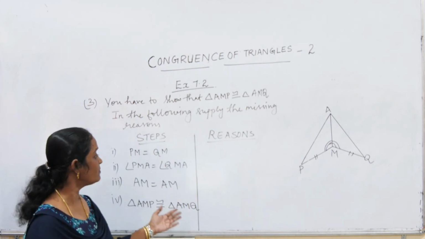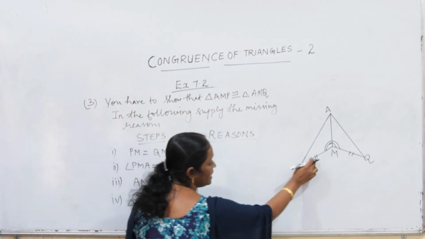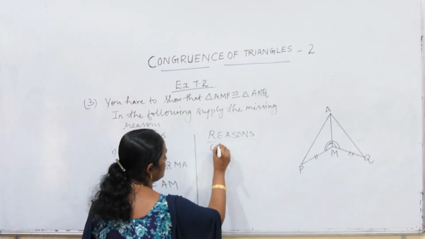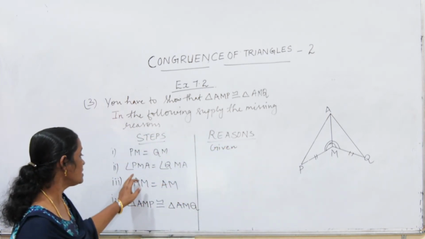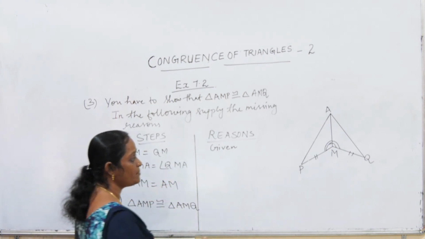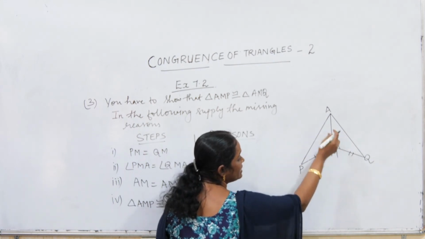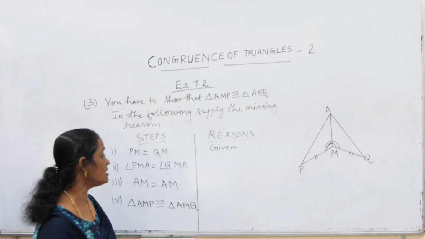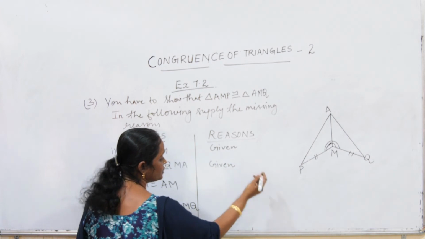Why are both equal? Because it is given in the question. This mark represents that they are equal. PM is equal to QM. The reason is it is given in the question. Next one, angle PMA is equal to angle QMA. Here also it is given in the question. These two angles are equal.